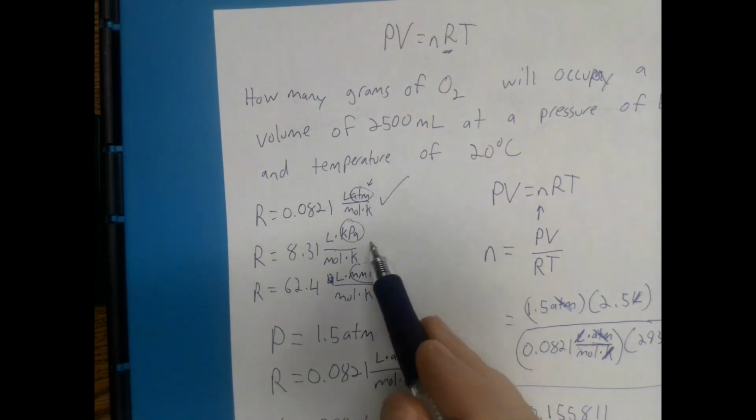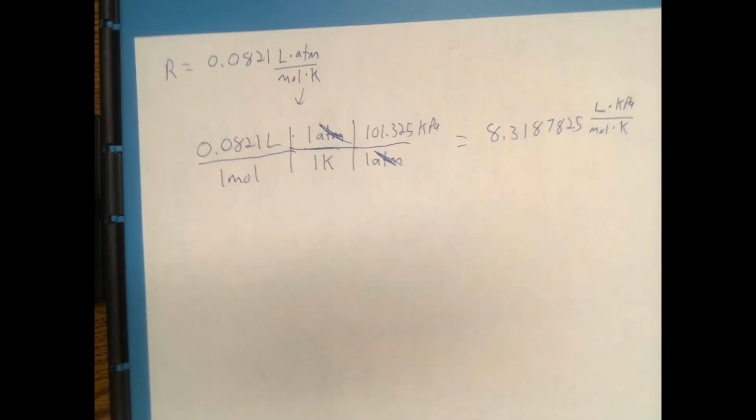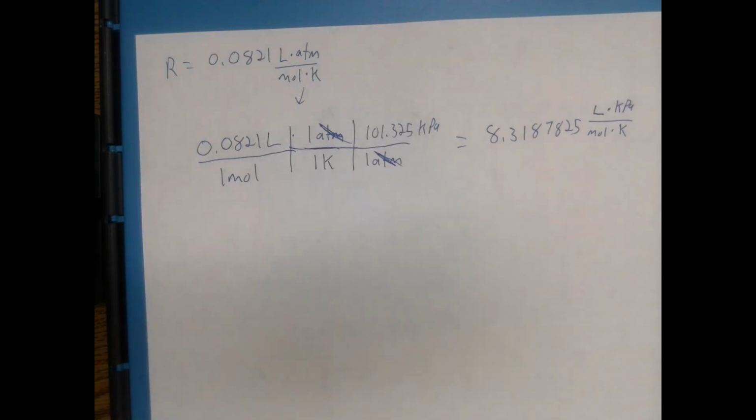And if we look back at our R values, that's this R value right here, 8.31. Note again, they're slightly off. Technically 8.31 would round up to 8.32, but use whatever values are given to you.